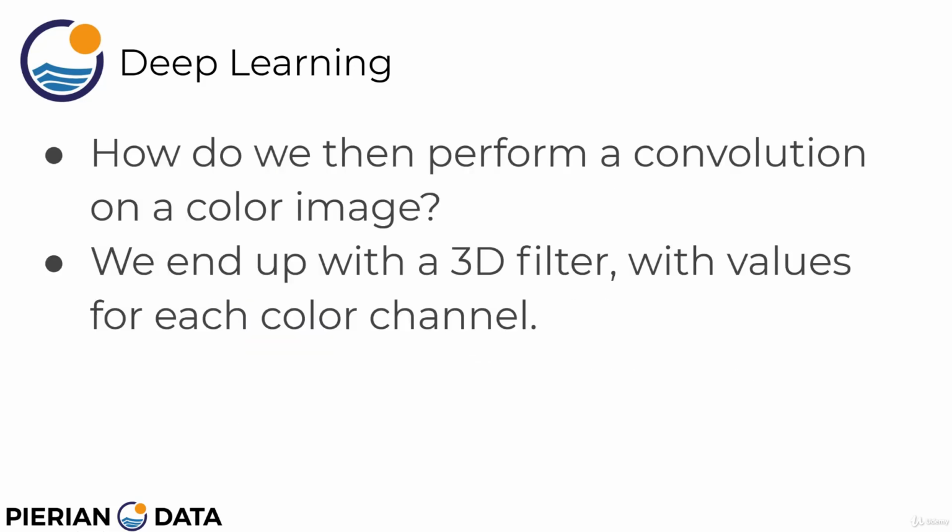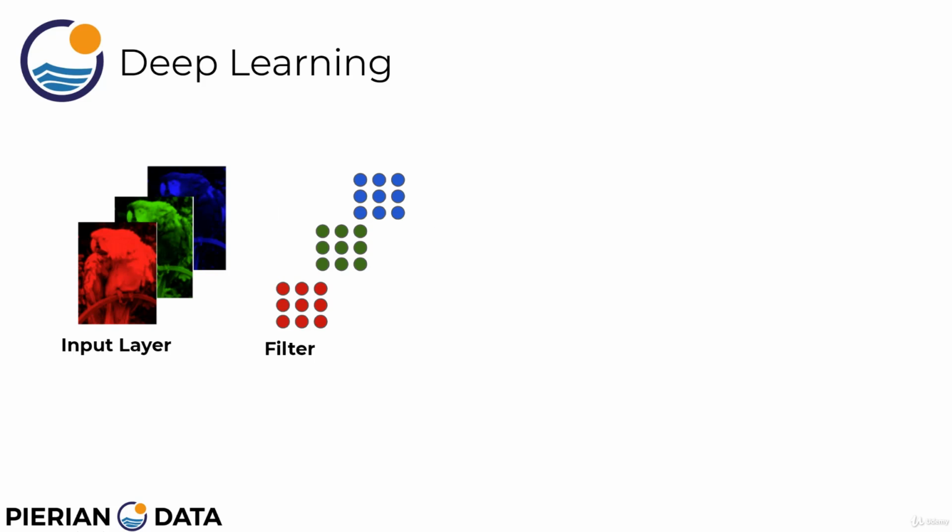Now, the question arises: we just saw how to perform a convolution on a 1-dimensional array, then on a 2-dimensional array. How do we perform a convolution on this color image, since it's a 3-dimensional tensor? What we end up with is a 3-dimensional filter with values for each color channel. So this filter now has 3 dimensions. We have the actual height and width of that filter, shown as 3 by 3, but then we have an instance for each of the color channels. So there's one for the red, one for the green, and one for the blue.